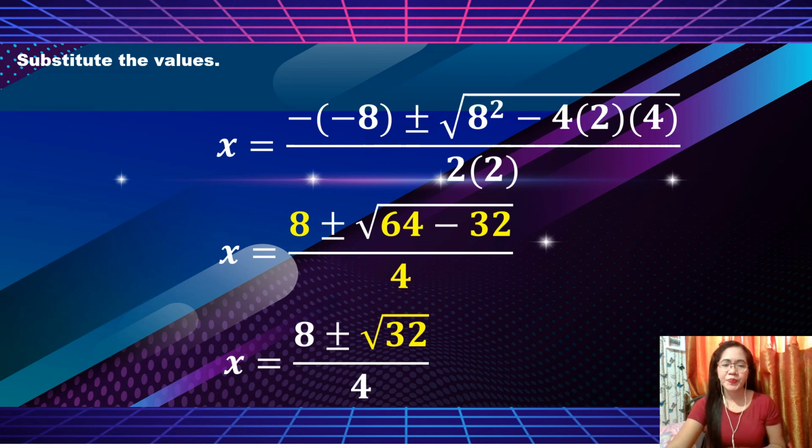Next step. We are going to subtract 64 and 32. That is 32. Now, next step here is we're going to simplify the square root of 32. Now, is there a square root of 32? Another question. Is 32 a perfect square? As you remembered in our previous video, a perfect square is the answer to a number multiplied by itself twice. So now, is there a number that, if we multiply it by itself, the answer is 32?